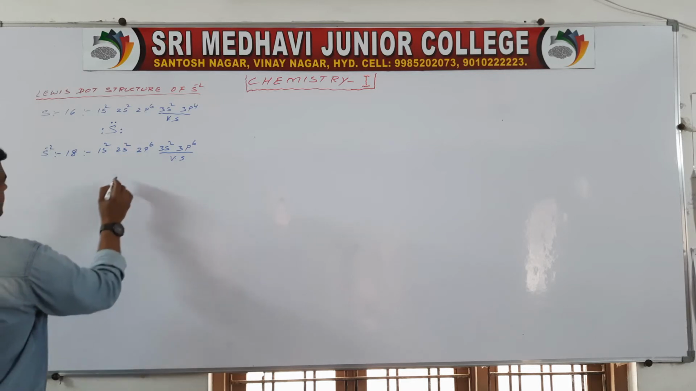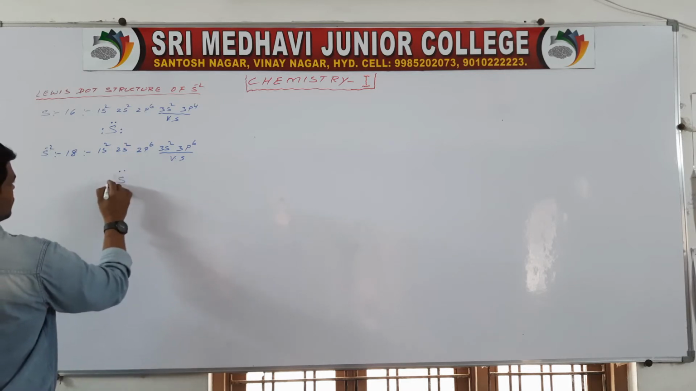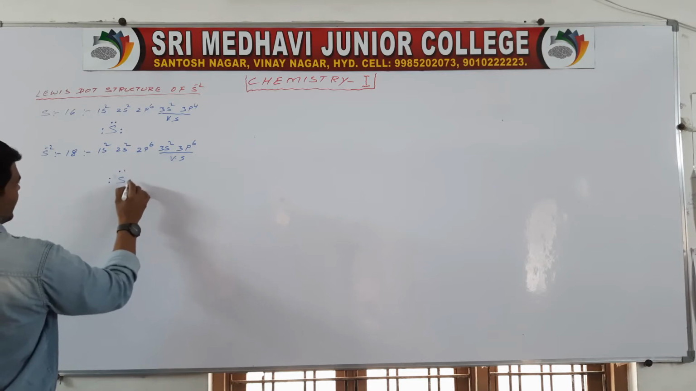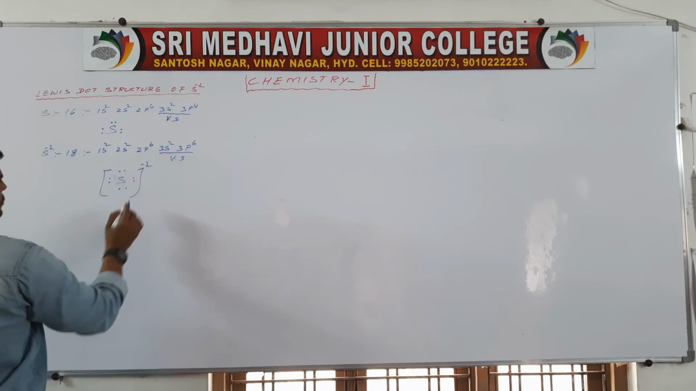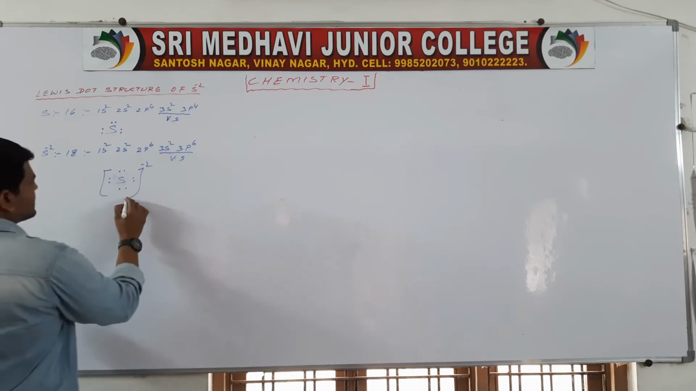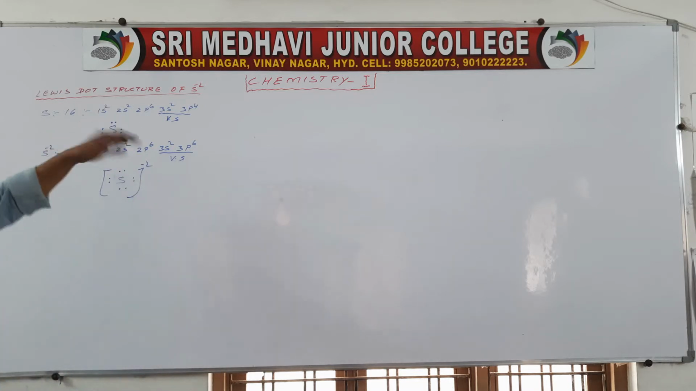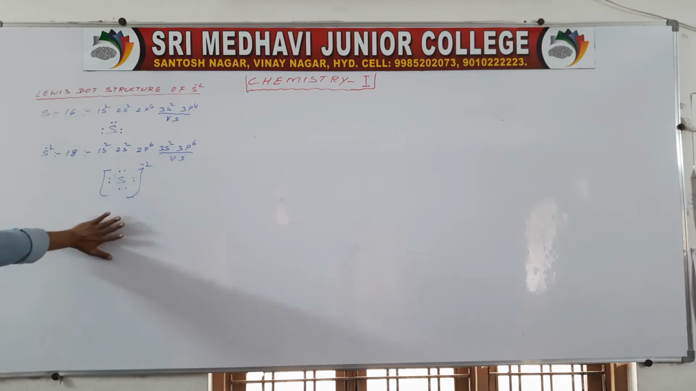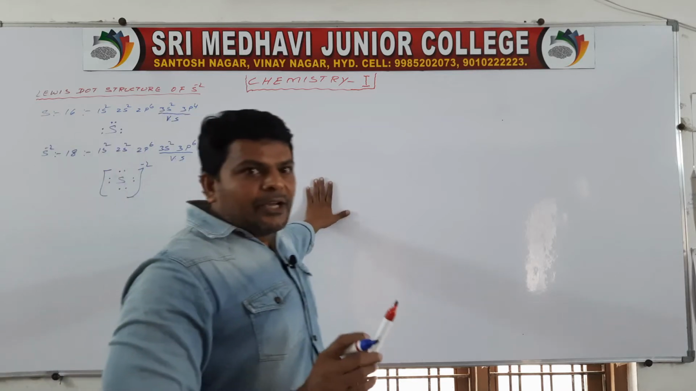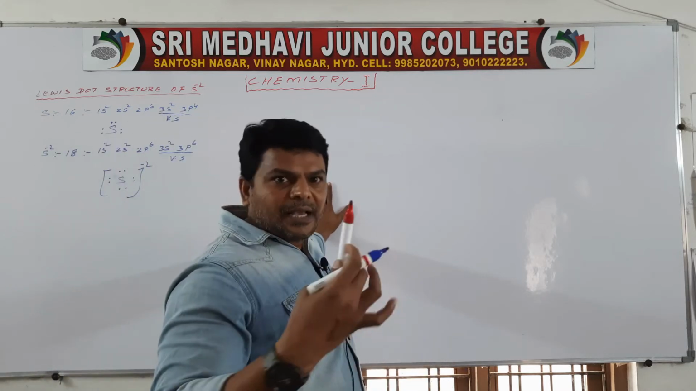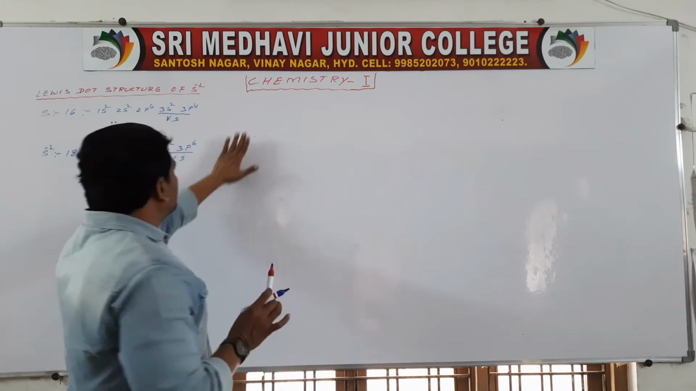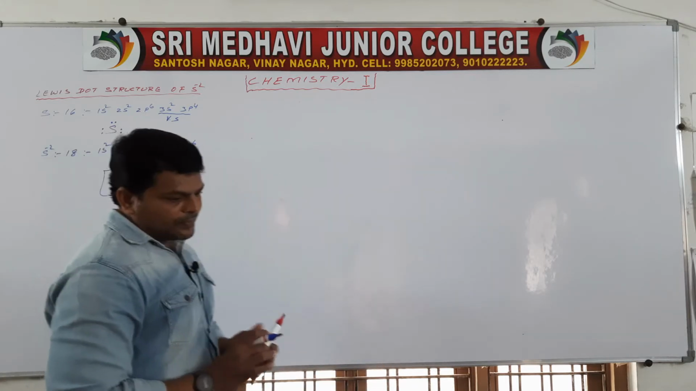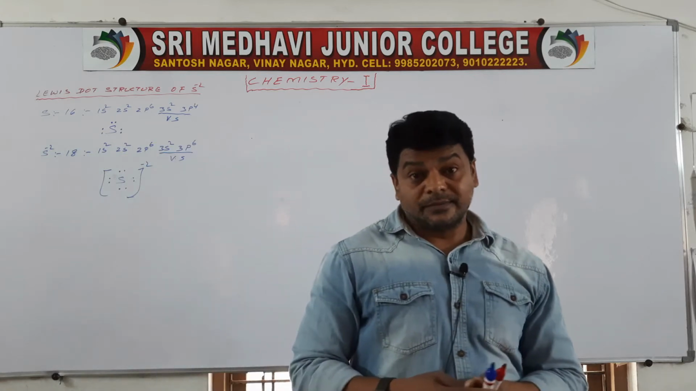Now S, 1, 2, 3, 4, 5, 6, 7, 8, gaining 2 electrons. So this is the Lewis dot structure of S minus 2. Understand? Then in the same way we may give the Lewis dot structure for any molecule. So next we are going to discuss formal charge.